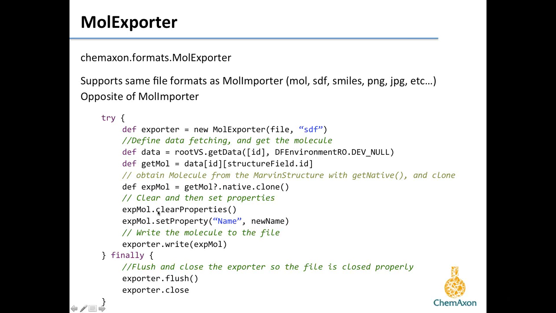So at this point, I can clear the properties. Then I can set this property of whatever my new name is. So the property for name is the new name that I'm giving it. And now I'm going to write this out to my file. Exporter, write, molecule. Very simple. And then this will loop through, and once I'm done with my try block, I will flush and close the exporter just so the file is closed correctly.